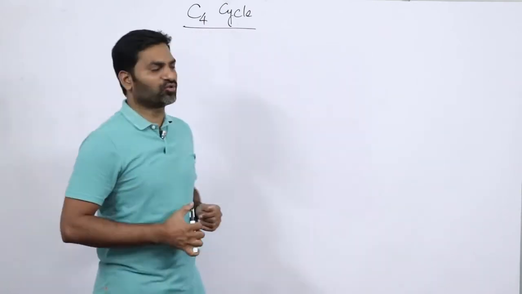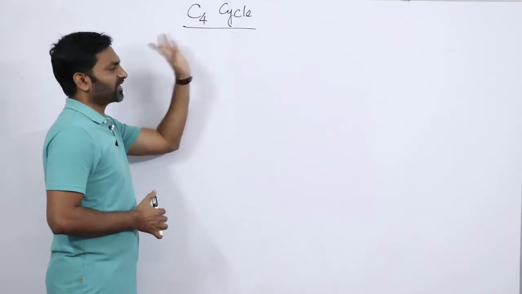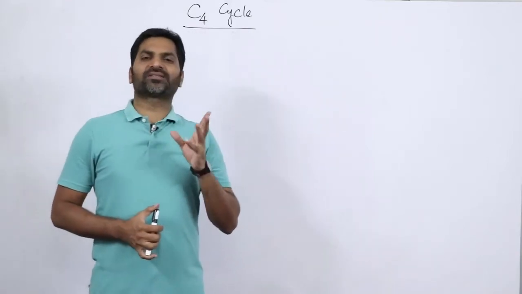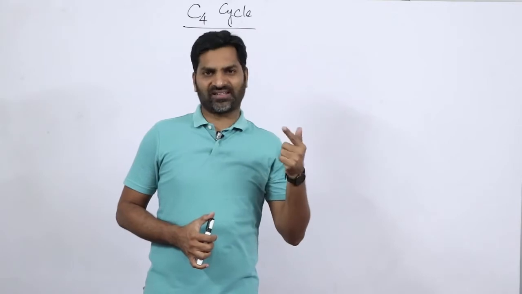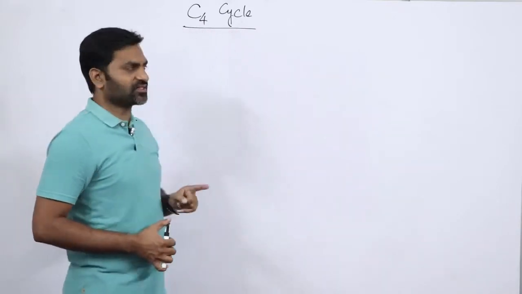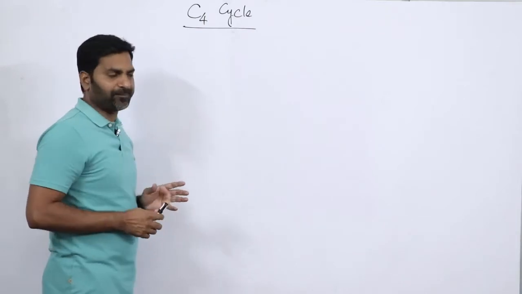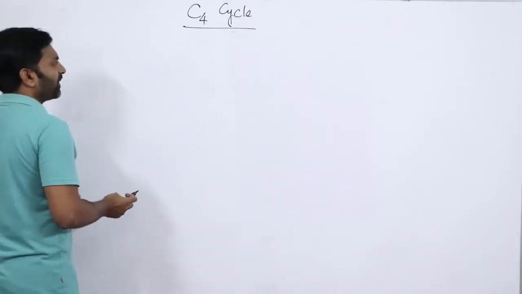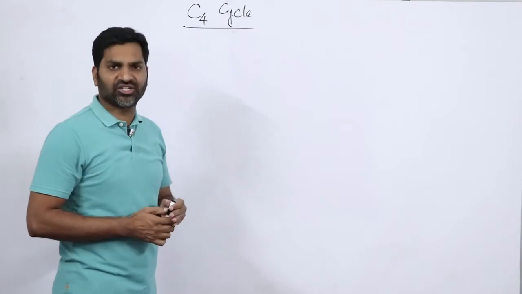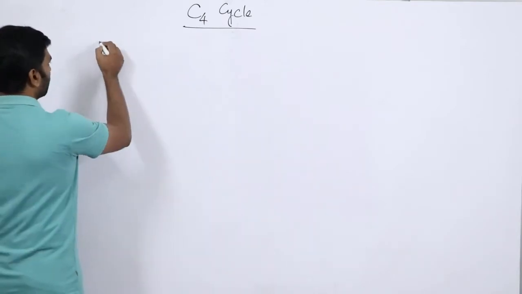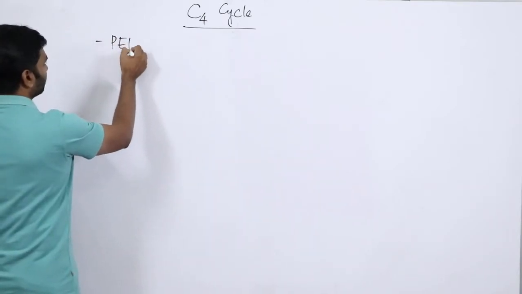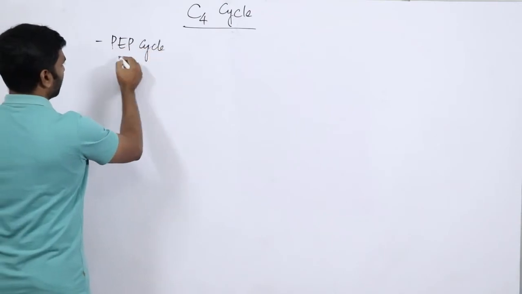So today we are going to see about the C4 cycle. Already we have gone through the basic information regarding C4 plants in the last session. In this session we will see how the cycle takes place in C4 plants. Clear? This C4 cycle has alternative names. Those are the PEP cycle.